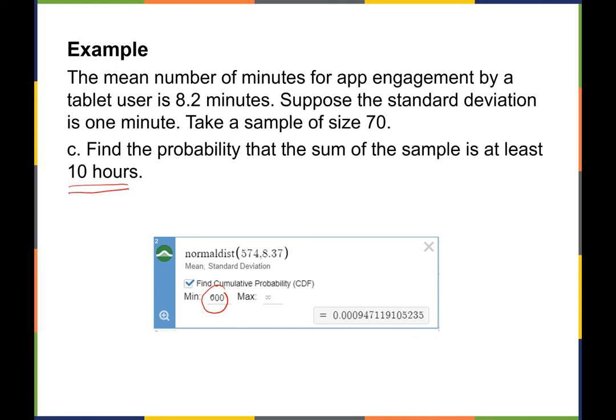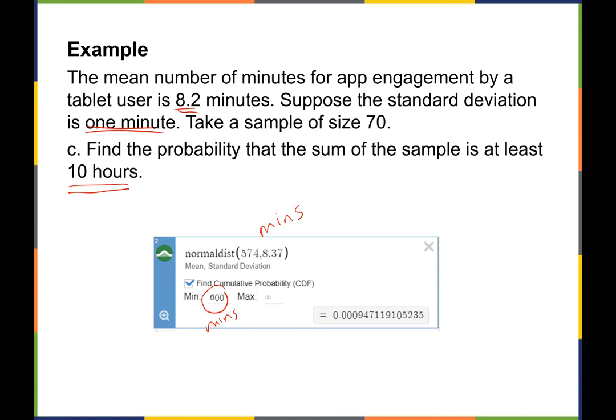Remember, we need to change that to minutes, because the 8.2 is in minutes and the 1 minute is the standard deviation. So these units are minutes. We need to make sure that if we ask about the probability, those values are in minutes as well. And that's the only tricky part about these kinds of problems. The probability that it's at least 10 hours is the probability that it's 600 minutes or more, and that's a pretty small probability.